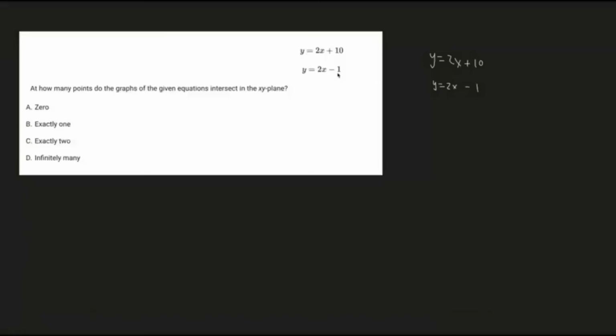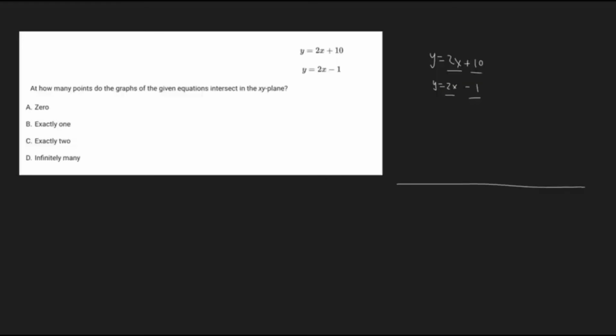How many points in the graphs of the given equations intersect in the xy plane? Well, we have the two equations on the right side. You can see they have the exact same slope, 2x. And then they have different y-intercepts. This one's plus 10 and this one's negative 1.